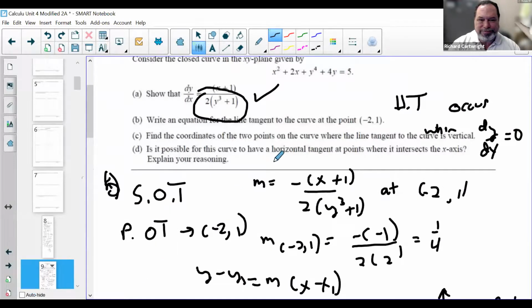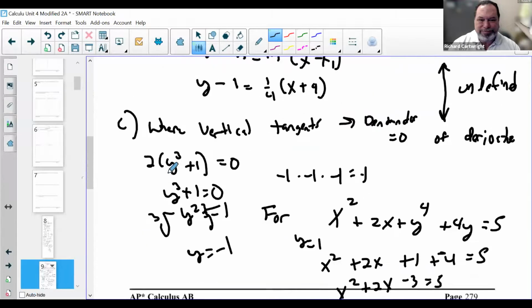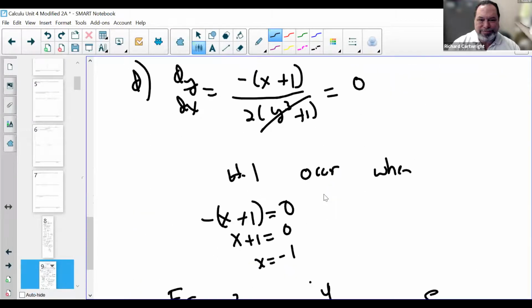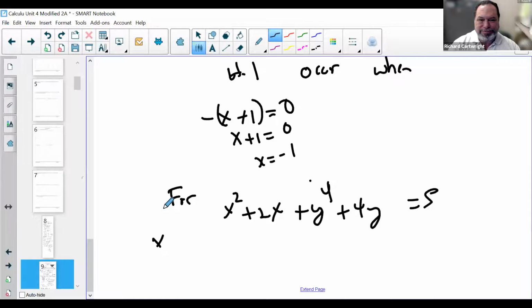He said, is it possible to have a horizontal tangent at points where it intersects the x-axis? Okay, so let me just look. Let me look for it and see if it does intersect the x-axis. If x is equal to 1, and I plug it in, I get 1 plus 2 plus the y to the 4th plus 4y equals 5. The problem is I don't know what y is to plug in. I'm going to get this really ugly equation.